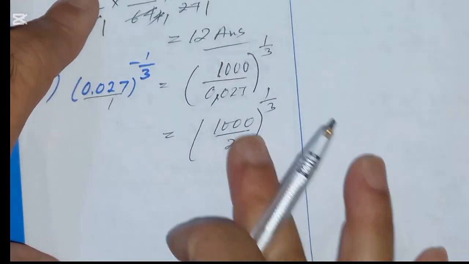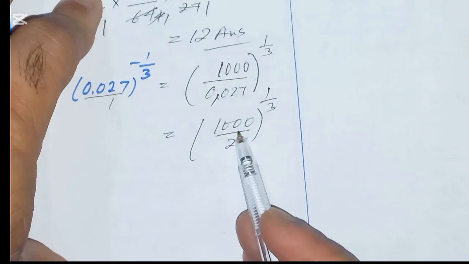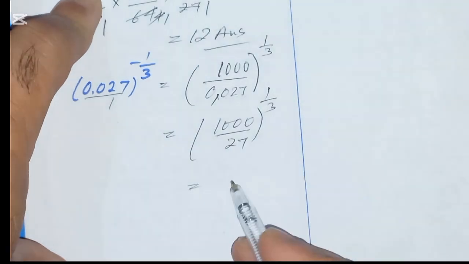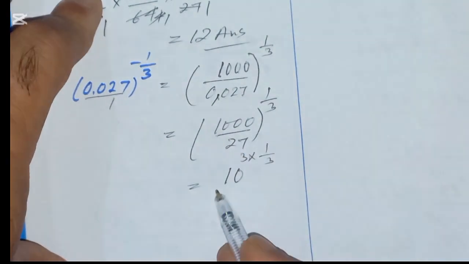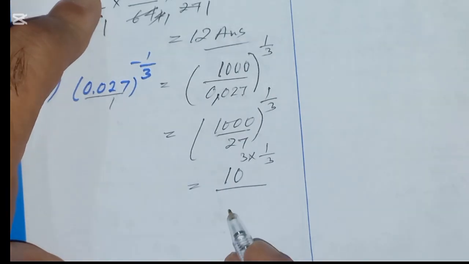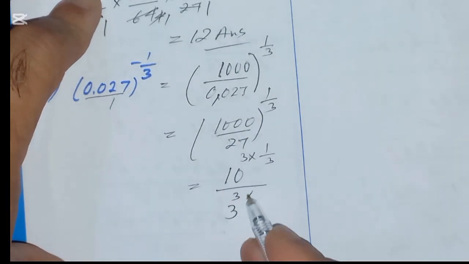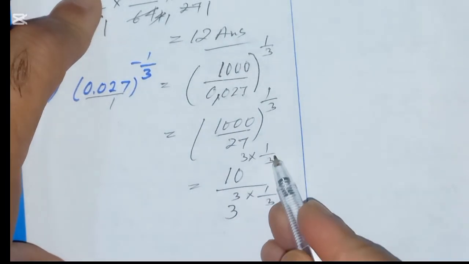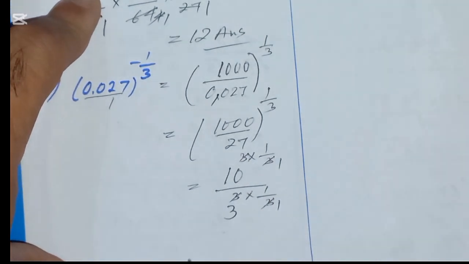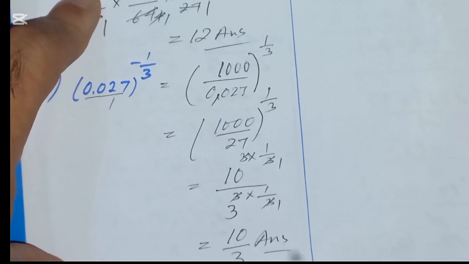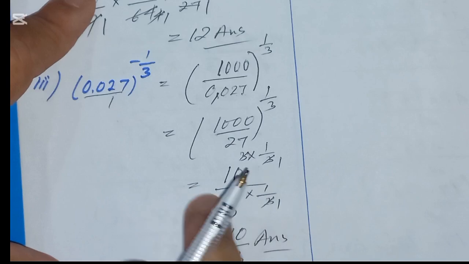Now this 1 by 3 power is of 1000 by 27. 1000 can be written as 10 power 3 multiply 1 by 3, and 27 can be written as 3 power 3 multiply 1 by 3. This 3 cancels with this 3, and this 3 cancels with this 3. So we have the answer. The simplest form of this question is 10 by 3. The next part of this question is part number 4.